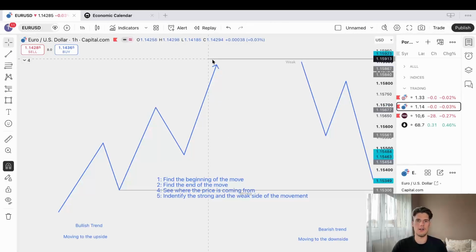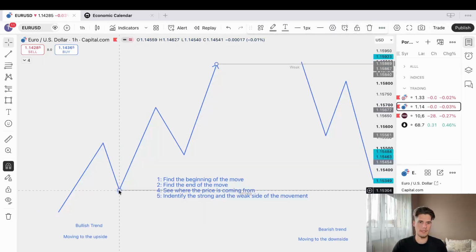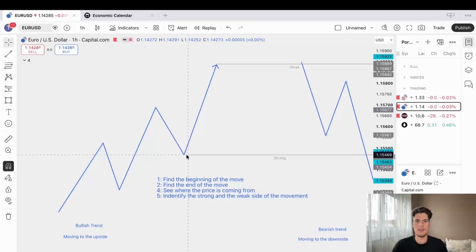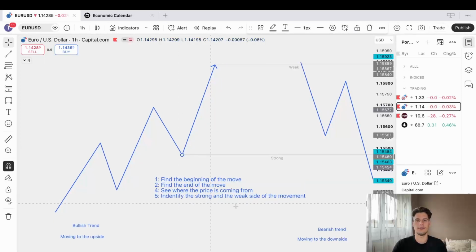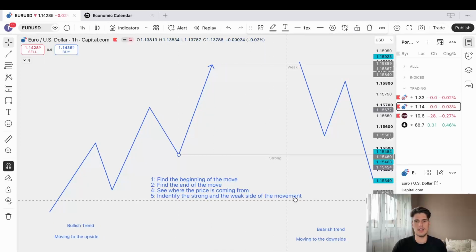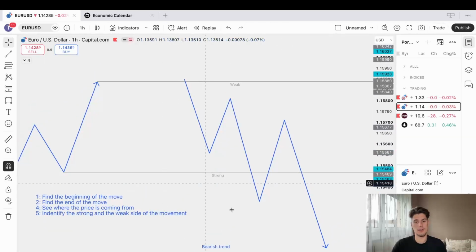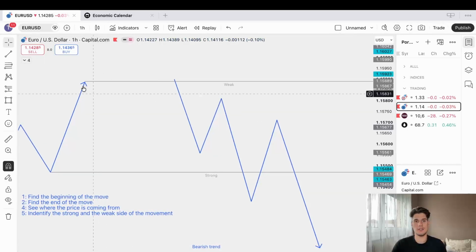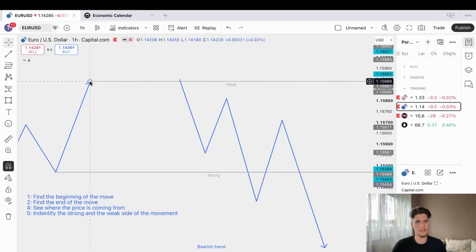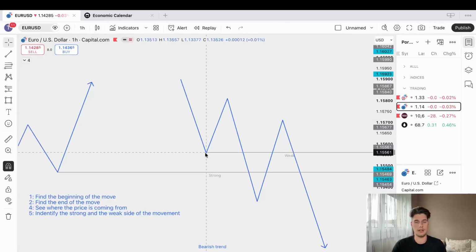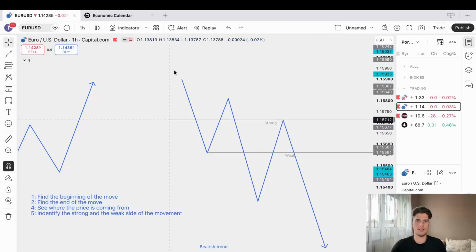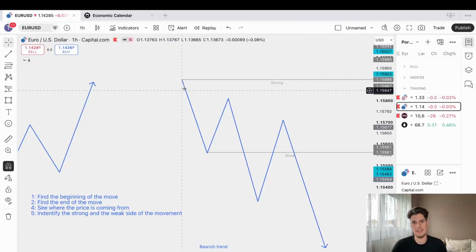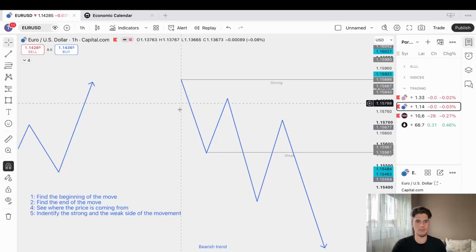We find our end of the move and the beginning of the move, which is right here. We know the price is coming here, and we also identified which is the weak side and which is the strong side of this movement. It's pretty similar in a bearish trend when the market is moving down, but the difference is that the weak part is usually on the downside and the strong part is on the upside, and we need to find exactly the same as in a bullish trend.